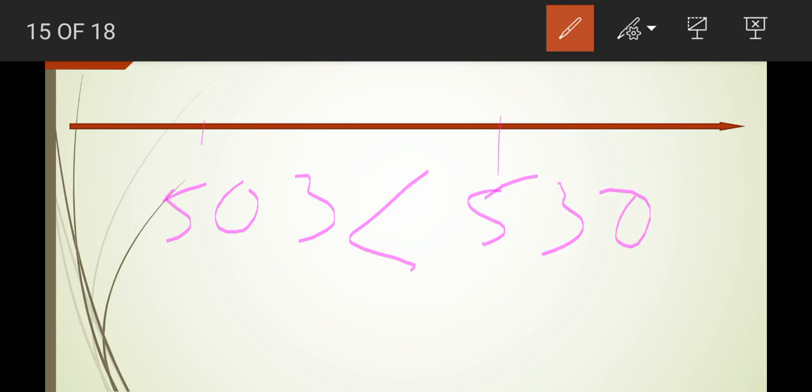So how is that 503 on the left? For that we have a line. So 503 is here. 530 is here. So which is a smaller number? This is a smaller number. So this is on the left. So just to know. Okay.